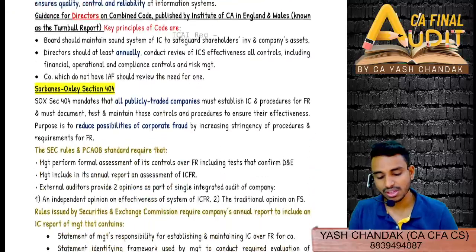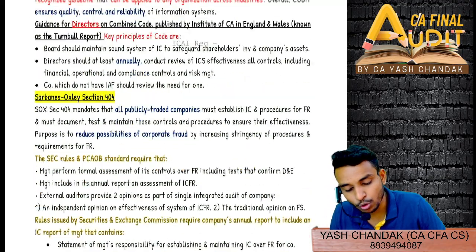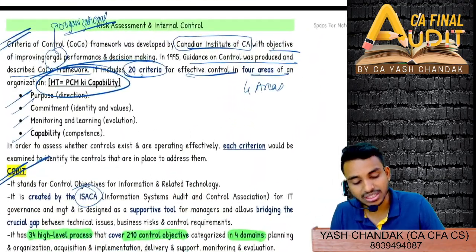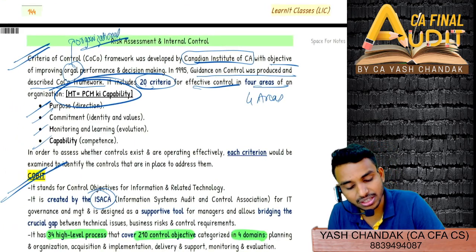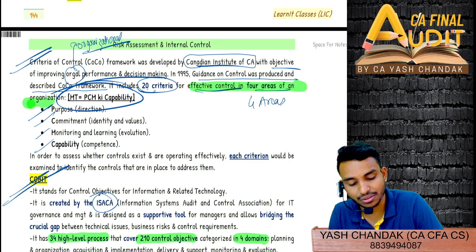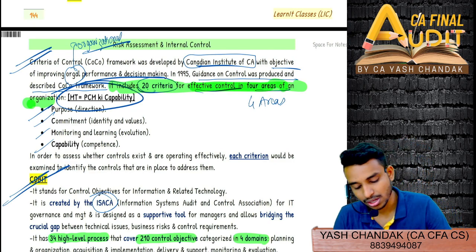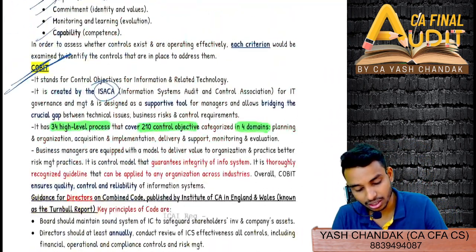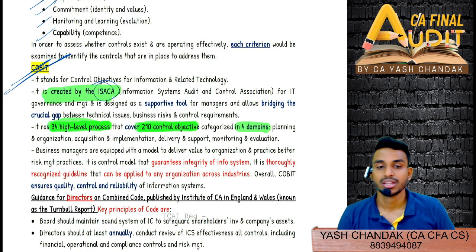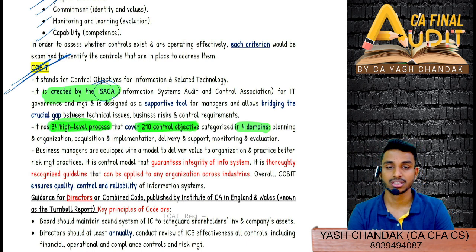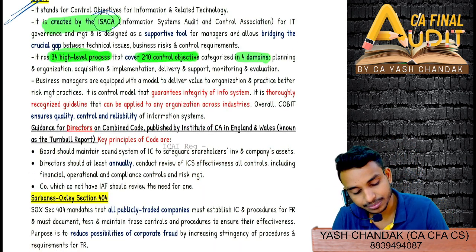So you can go through this. These are all the frameworks, and what each framework tells. Just mark a few points as important, which can be asked as a 4-mark question or even as an MCQ. One is with respect to this answer: they can ask the 4 areas, as COCO includes 20 criteria for effective control in 4 areas. Similarly, in COBIT, 34 high level processes, 210 control objectives, created by ISACA. They can ask you which framework was created by ISACA, and then you should be able to tell that COBIT was created by ISACA.